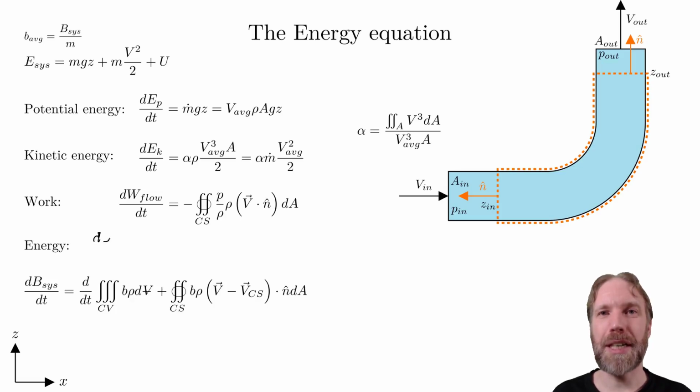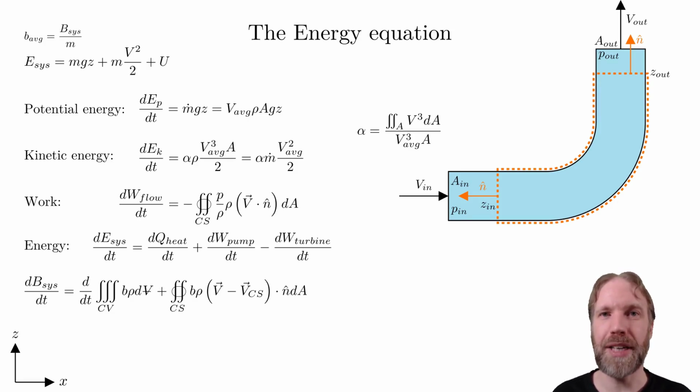We can now set up an expression for the change of energy of the system. First, the energy can change through heat flow, which we call dQ/dt. Second, we can add energy to the system through work performed by a pump. We can also remove energy from the system with work performed by a turbine. Note that we use a plus sign if we add energy and minus if we remove energy from the system.